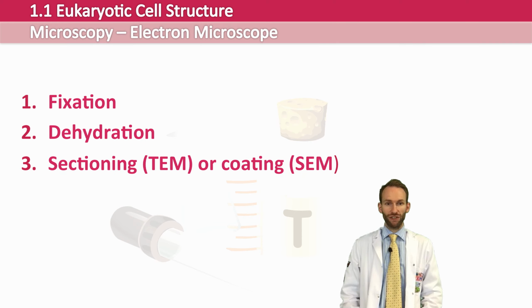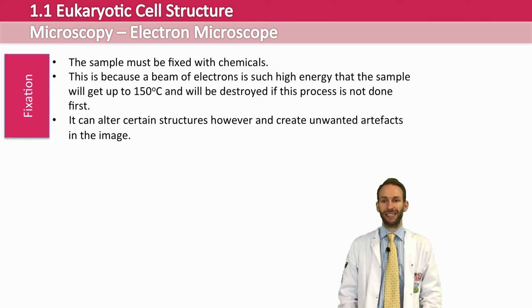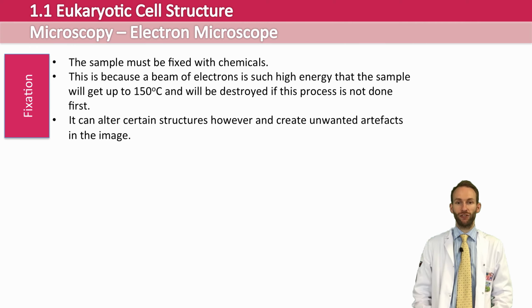Now, for fixation, the sample must be fixed with certain chemicals. This is because a beam of electrons has such high energy that it can get up to a temperature of 150 degrees C, and that will destroy most of the structures that you want to see. So they need to be fixed with certain chemicals. Now, the problem with that is it does create unwanted artifacts in the final image.